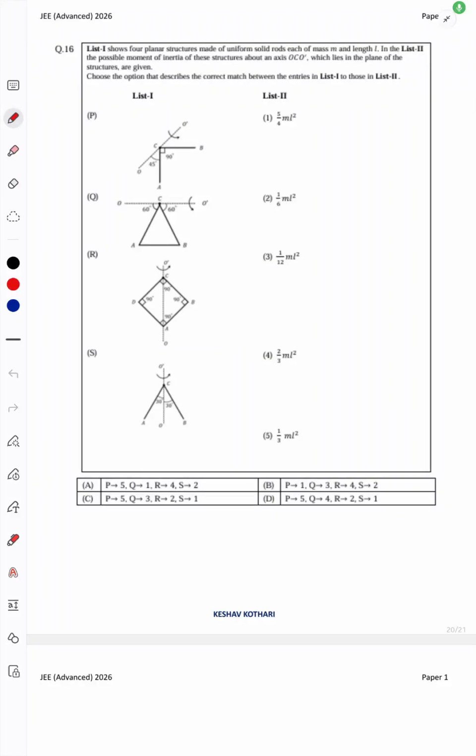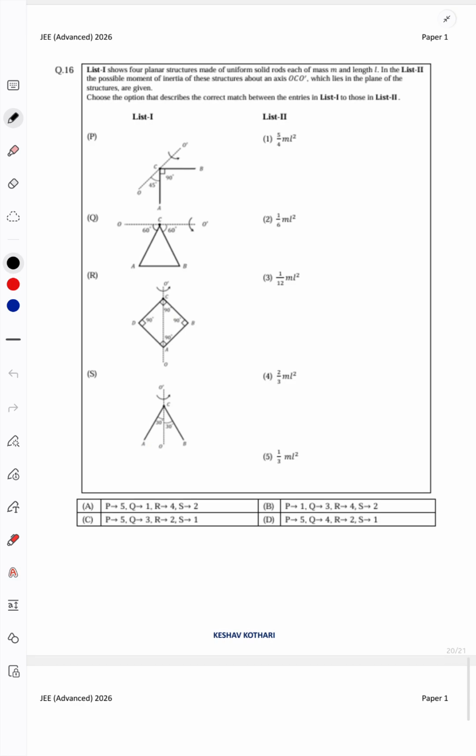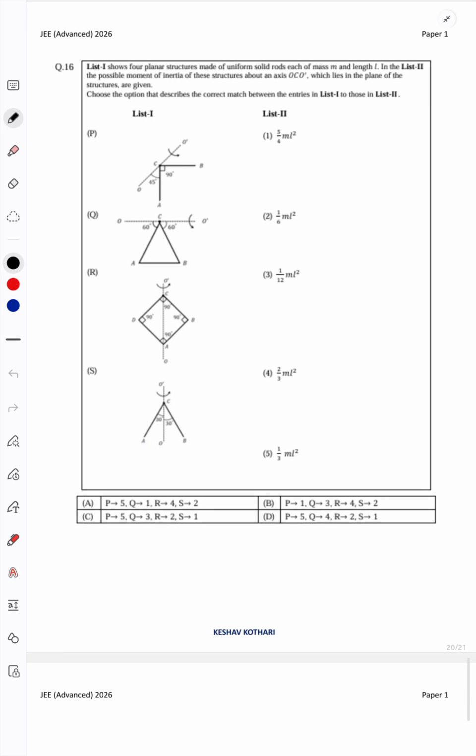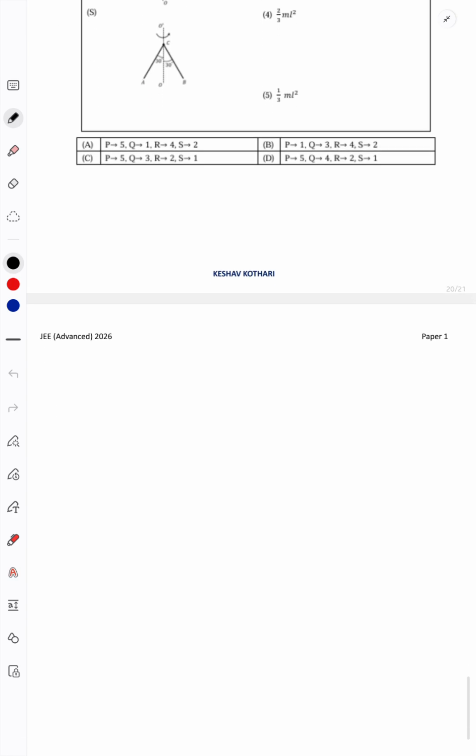So we are dealing with the 16th problem of JEE Advanced Paper 1, and this is a paragraph type problem. The question is asking: list 1 shows 4 planar structures made of uniform solid rod, each of mass m, length L. In list 2, the possible values of moment of inertia of these structures about the axis are given. We need to choose the correct option that describes the correct match between list 1 and list 2. So we start approaching the first one.